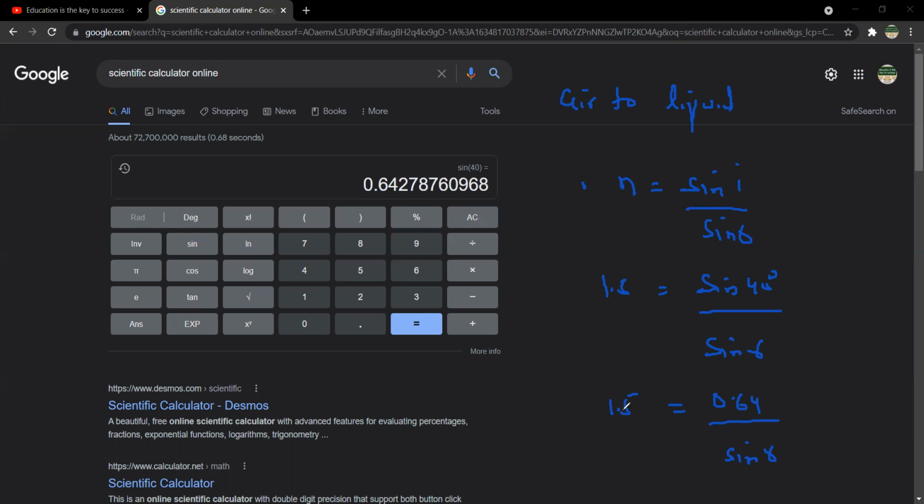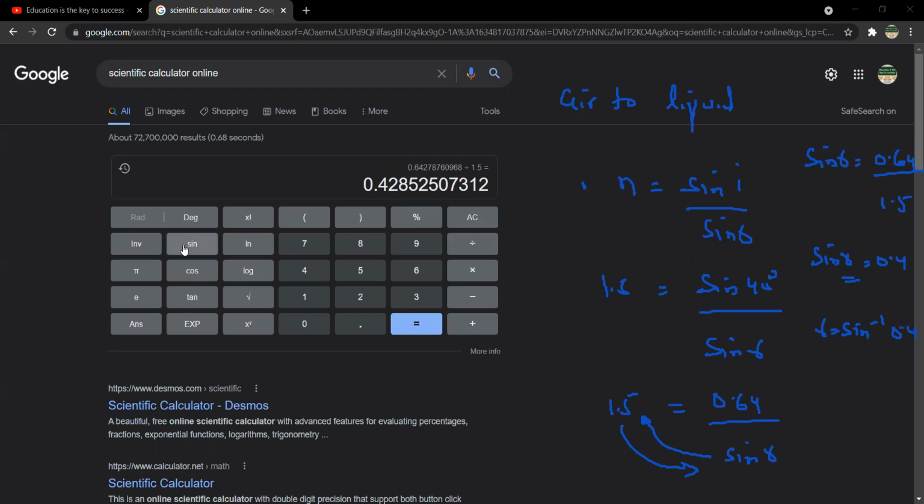Then sine r will move to the other side, sine r will move to the numerator and 1.5 will come in the denominator, cross multiply. So sine r equals 0.64 divided by 1.5. That is equal to 0.42. So sine r equals 0.42. We need r only. So sine will move to the other side. It will become sine inverse 0.42.